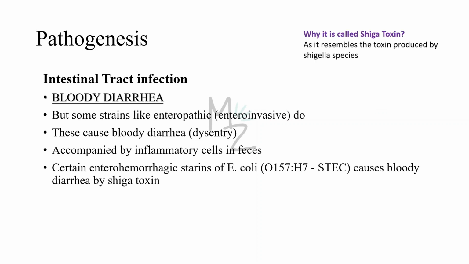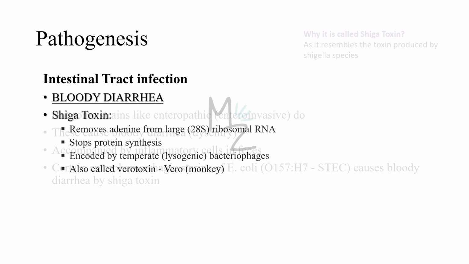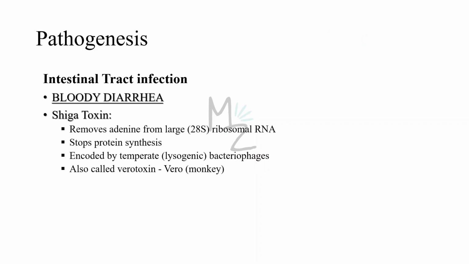Alright, let me tell you. It's called Shiga toxin because it is very similar to one produced by Shigella. What does Shiga toxin do? It acts by removing an adenine from the large 28S ribosomal RNA, thereby stopping protein synthesis. Shiga toxin is encoded by temperate lysogenic bacteriophages. Shiga toxin is also called verotoxin because it has a cytopathic effect on Vero cells, monkey cells, in culture.